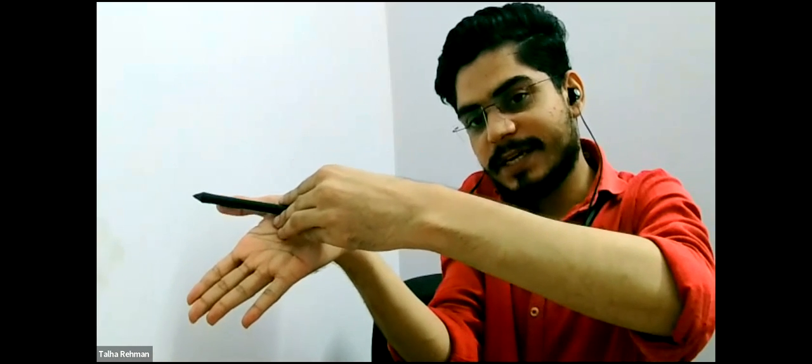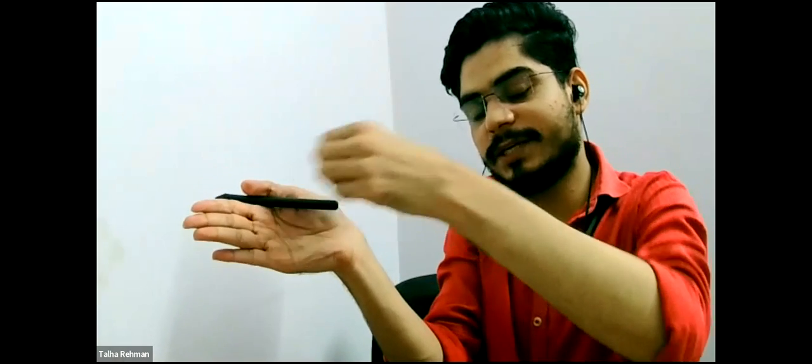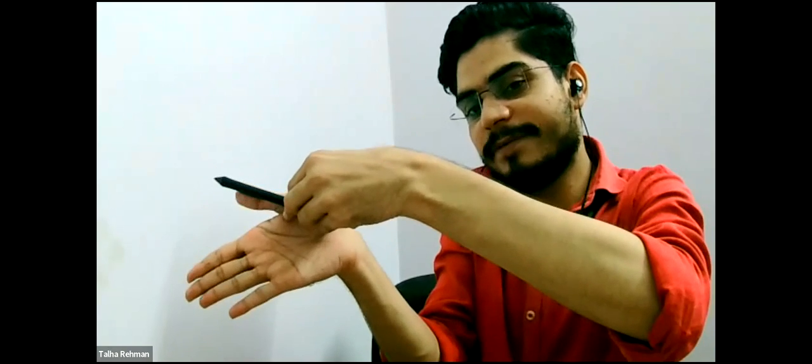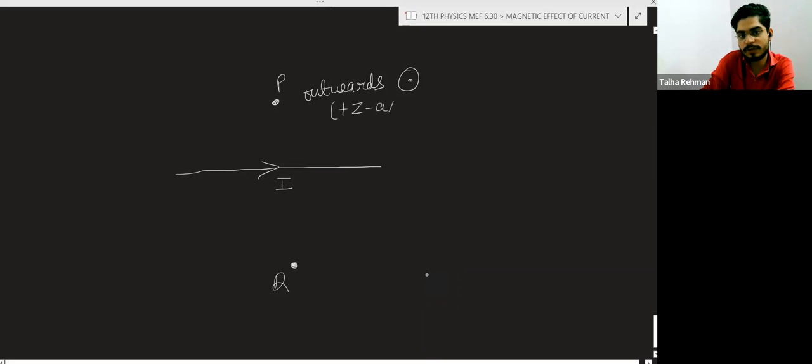You will just point your thumb in the direction of the current, okay, like this, and curl your fingers. Suppose this is the point here where I want to calculate the magnetic field direction. So I will curl it like this. So you can see something is going away from me. Away from me means away from you. Away from you means into the screen, means inward. And outward is also positive z axis. This thing also you should remember.